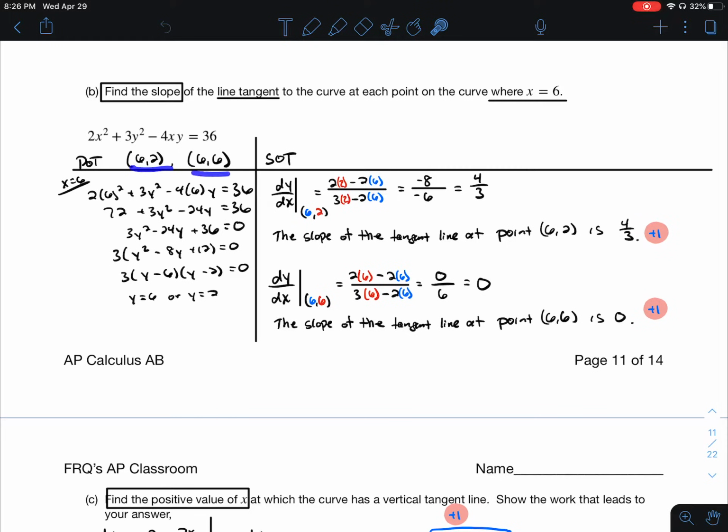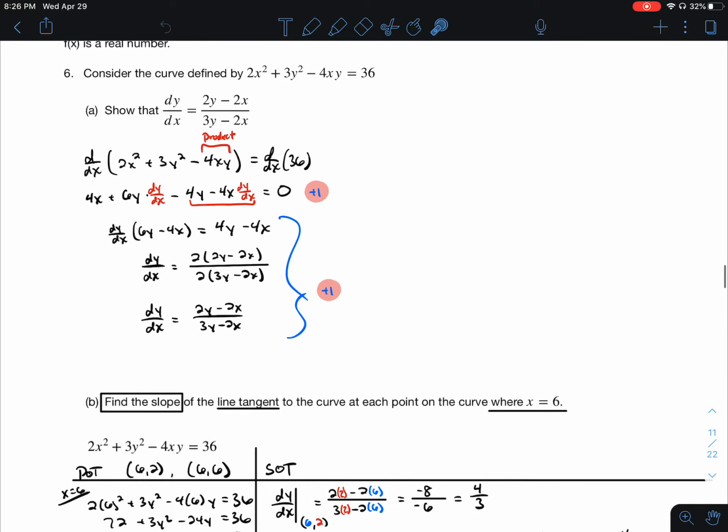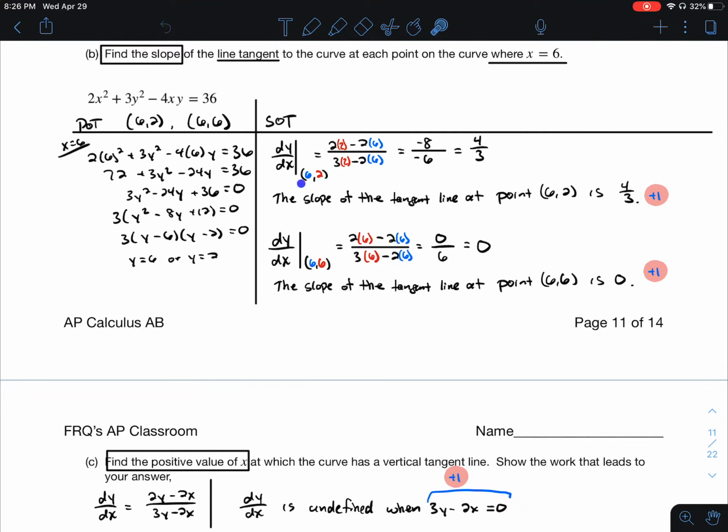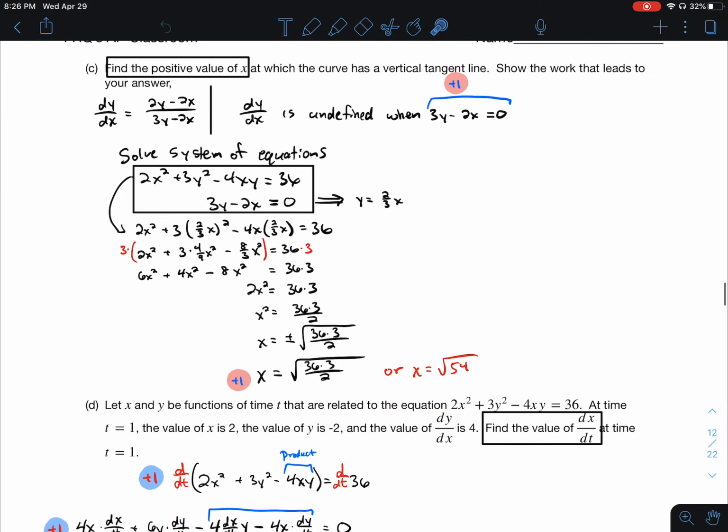The reason we need to know what y is because our equation for slope, which we were given right here, has x's and y's in it. So using the ordered pair 6, 2, putting 2 in for x's and 6 in for y's, we get 4/3 as the slope. Putting in 6, 6, 6 for x and 6 for y, we get a slope of 0. So we get 1 point for each of those answers.